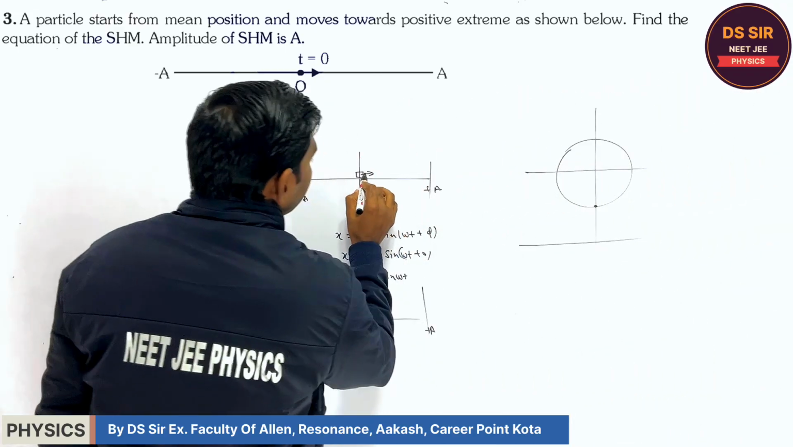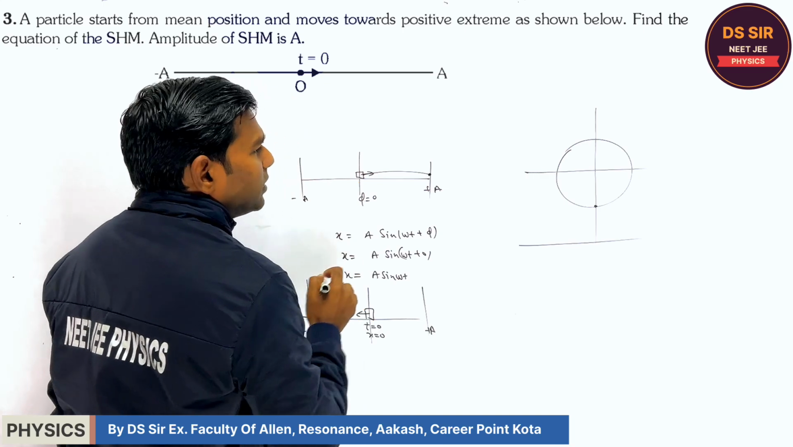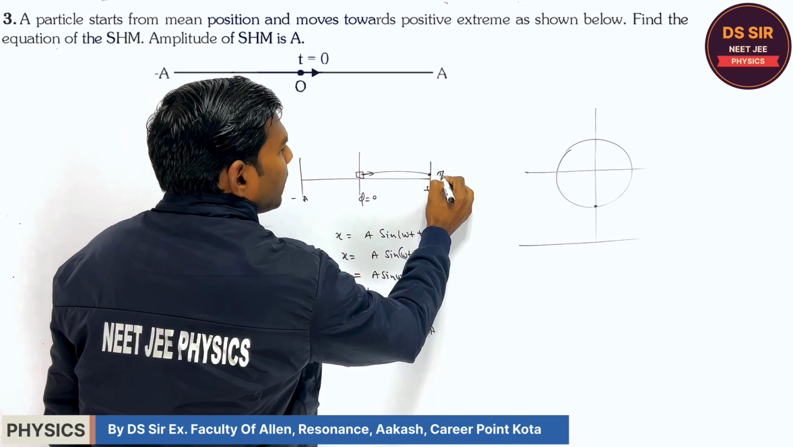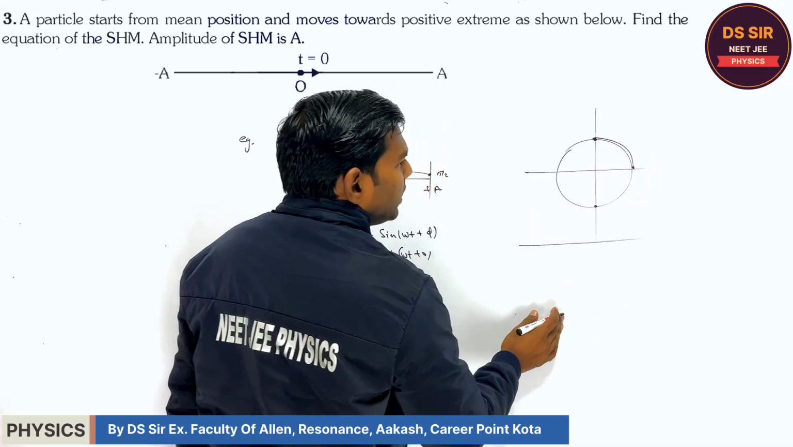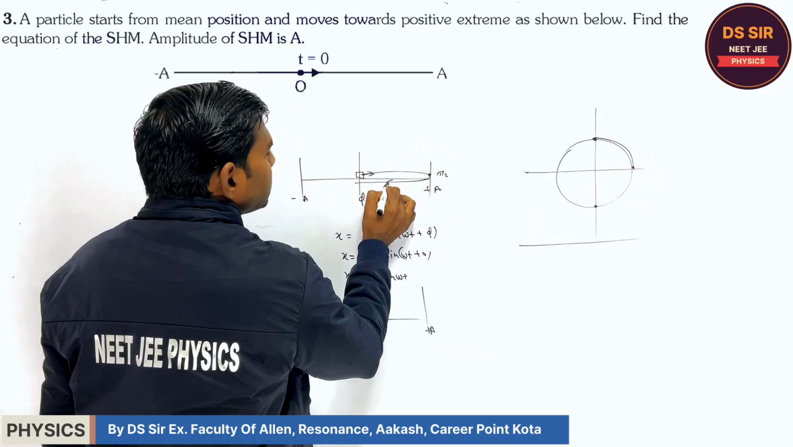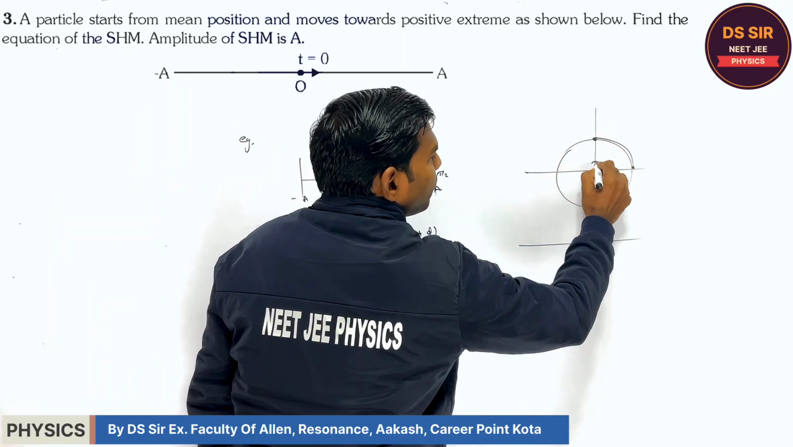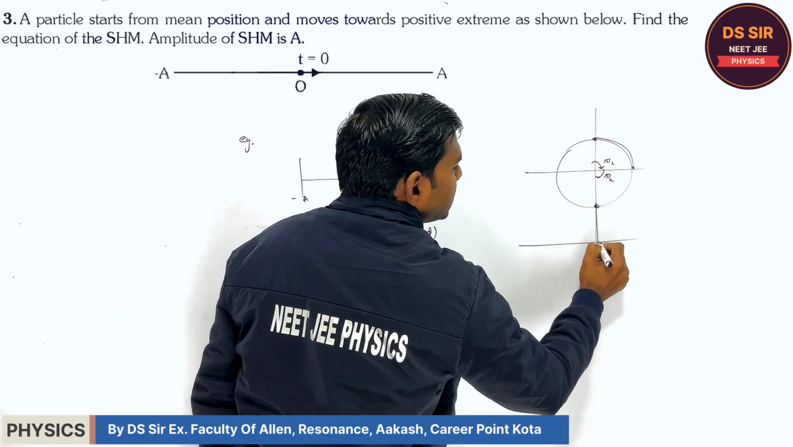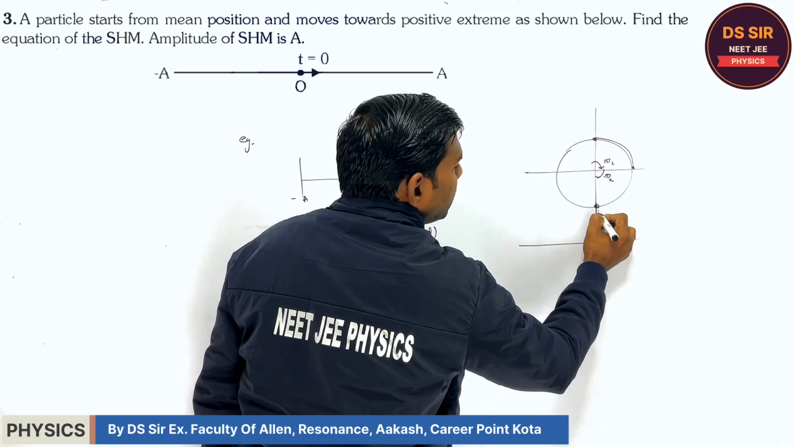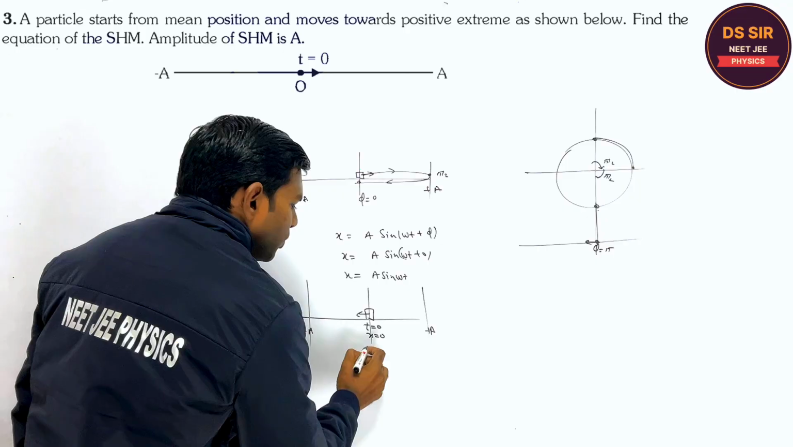Listen one thing, when it goes to this point, what is the phase at this point? Pi by 2, right? It reaches from here to here, right? And when it comes back to this, what is the phase? Further pi by 2 and further pi by 2. The particle reaches this point, right? So here the phase is what? Say pi. So phase is pi.